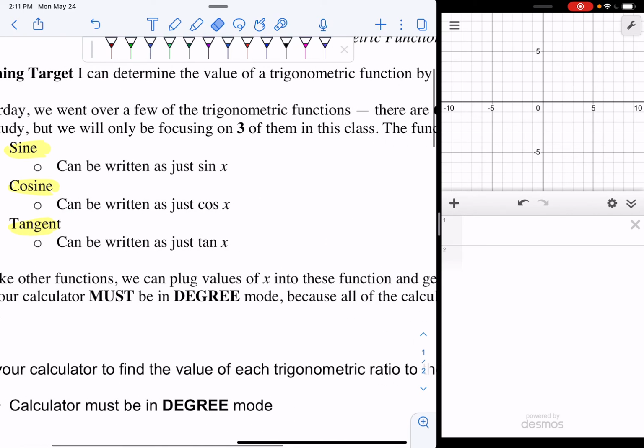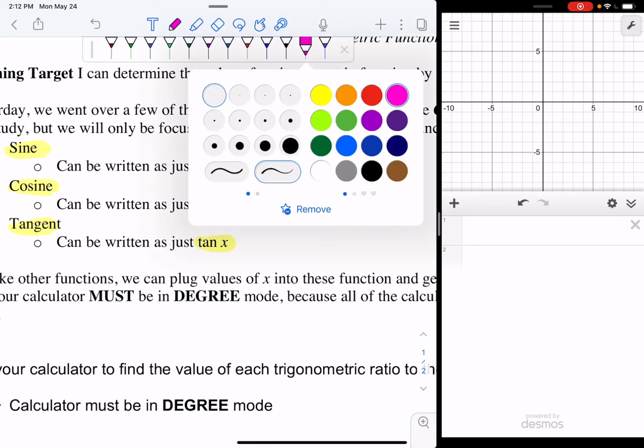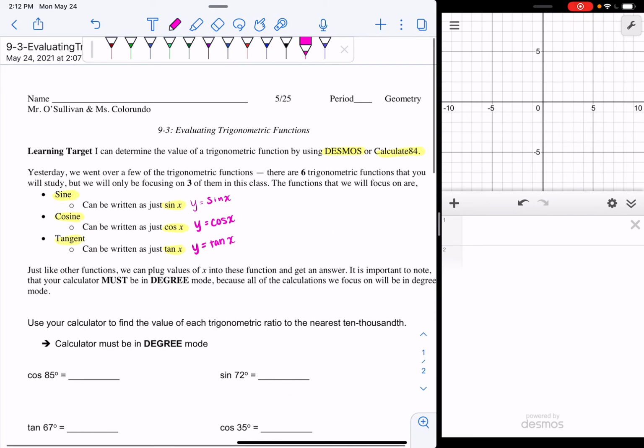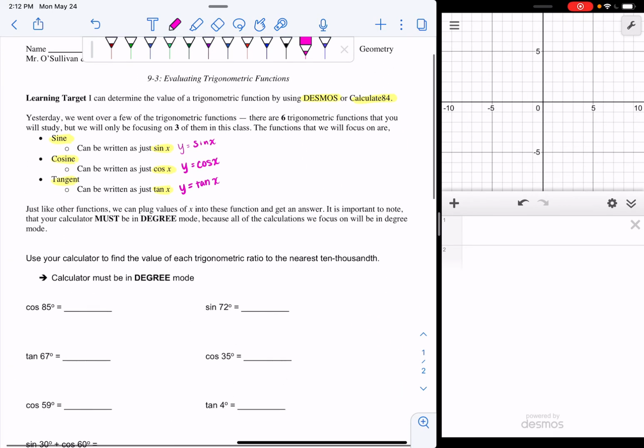Whenever we see the sine, cosine, or tangent function, it can be written as sine of x, not sine x, cosine of x, tangent of x. These are really just equations, like y equals sine x, y equals cosine x, y equals tan x. I can plug a number in and get a y value out. So just like the other functions, we can plug values of x into these functions and get an answer.